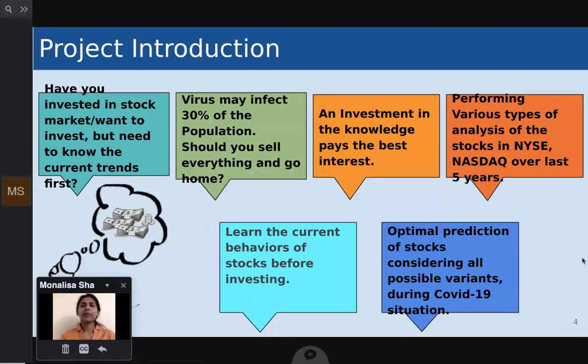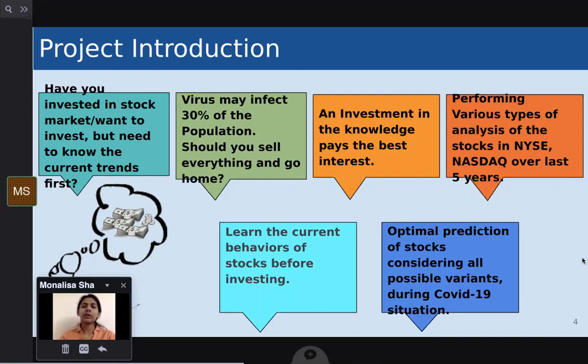Stocks. Everyone knows this word. Many people invest in stocks. Few make profit, few lose money. The current global pandemic situation is making people skeptical to invest in stocks. Investors are confused whether they should buy or sell whatever they have. As it is being said, 30% of the population may get infected.